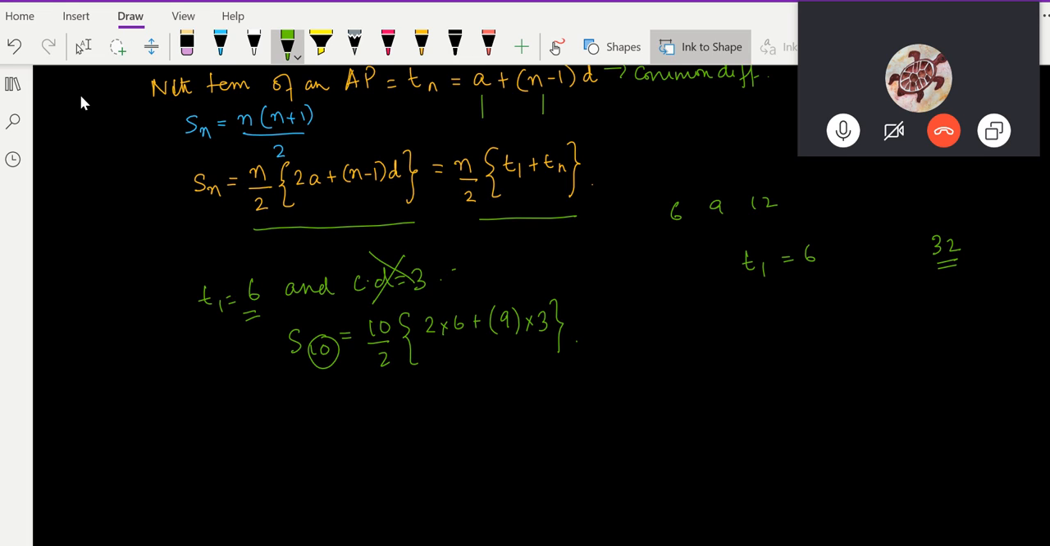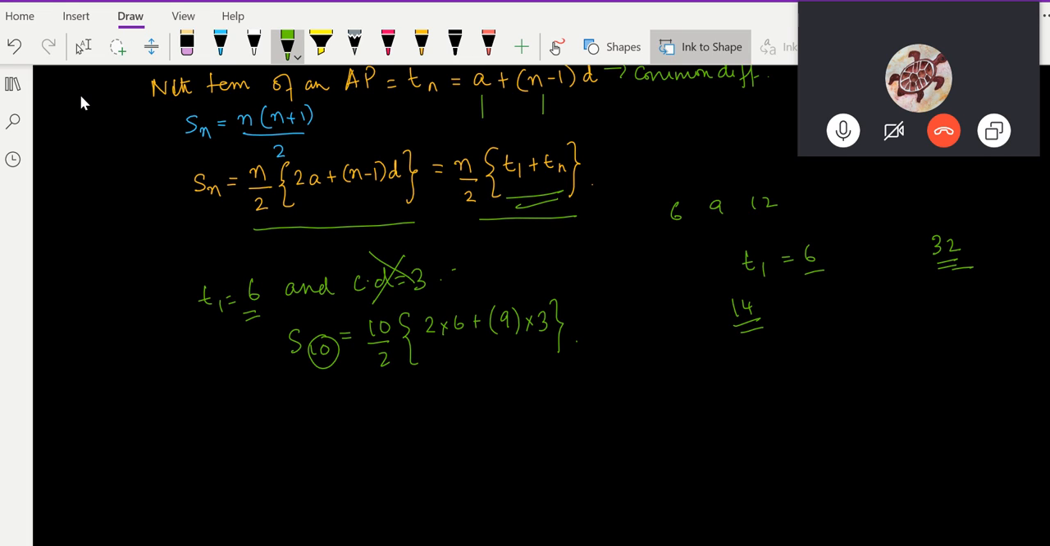I don't tell you the common difference, and I tell you that there are 14 terms. First term is 6, last term is 32. Then it is easier to use this formula.